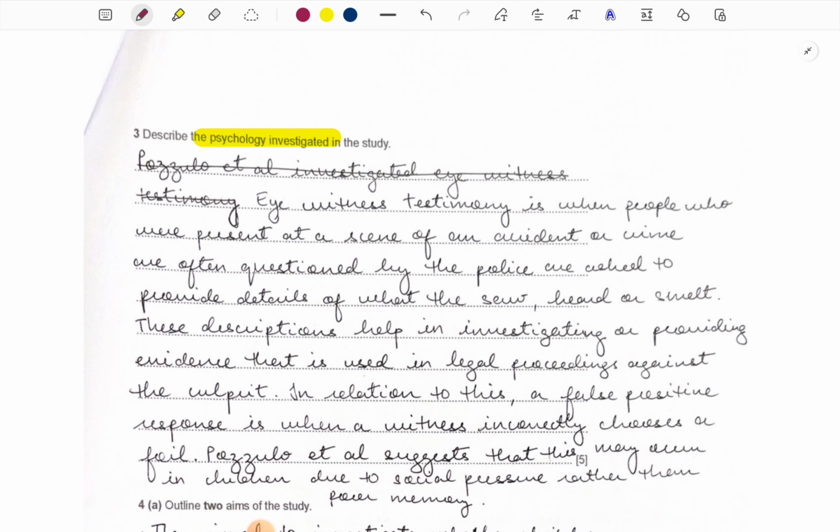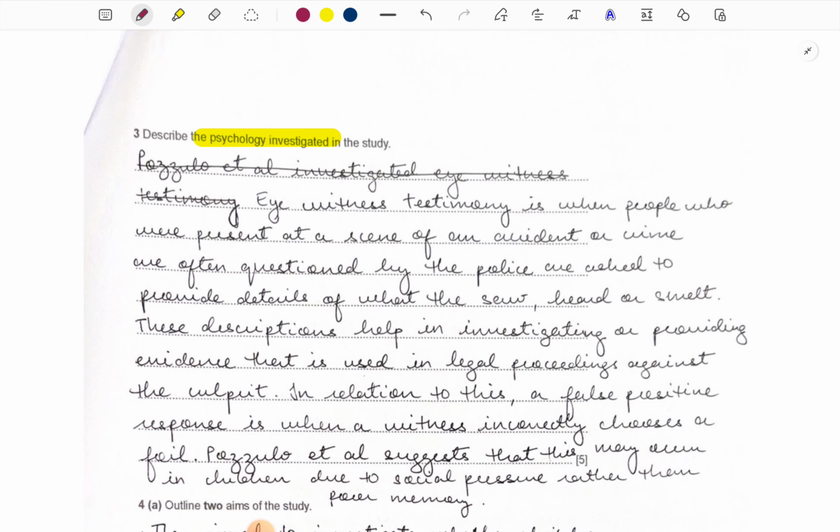Still, I've seen students making mistakes on this question. Like for Pozzulo et al., you simply have to explain eyewitness testimony and false positives. That's what's written in the syllabus. Still, students will go into explaining things like reconstructive memory of Loftus and Palmer. Some of them would explain different types of lineup like simultaneous, sequential. I'm not saying those things are not relevant. They are.